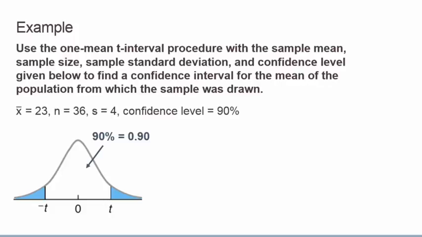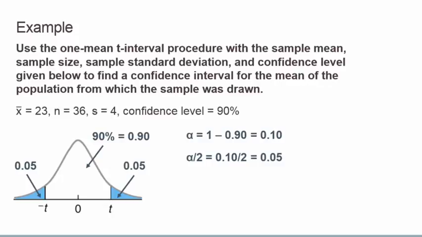In order to use the table, we have to first find alpha. So alpha is 1 minus 0.9, which is 0.10. So that's the total of the blue area. To find those areas, we take alpha and divide it by 2. 0.10 divided by 2 is 0.05. 0.05 is the area to the left of negative t, and 0.05 is the area to the right of positive t.